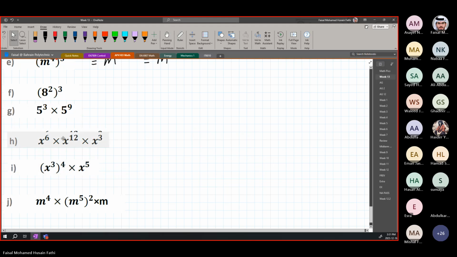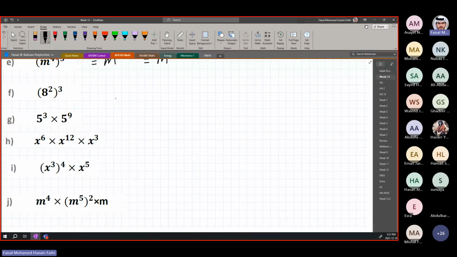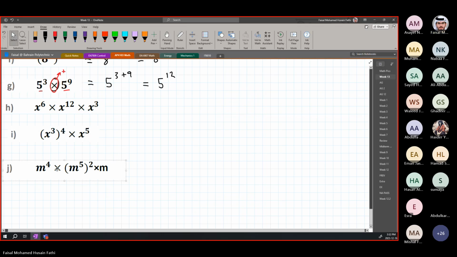Same thing again here for 8 to the power of 2 to the power of 3. This is simply going to be multiplication because it's power to the power. So 8 to the power of 2 times 3, which is equal to 8 to the power of 6. Again, here we have multiplication. Multiplication means addition of indices. So this is equal to 5 to the power of 3 plus 9, since we have the same base, which is equal to 5 to the power of 12. Okay?